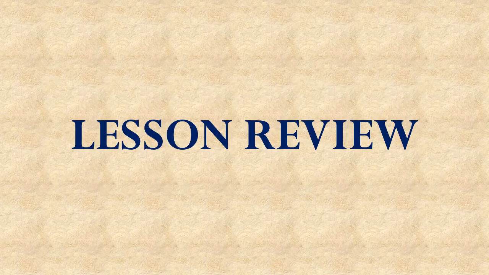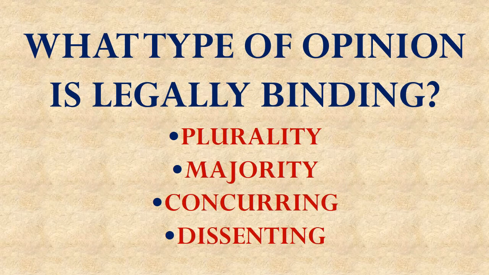Now, let's review what we learned in this lesson. What type of an opinion is legally binding? Is it a plurality opinion, a majority opinion, a concurring opinion, or a dissenting opinion? The legally binding opinion is the majority opinion, where the Supreme Court has laid down a clear rule with a majority of them behind it for people to follow.